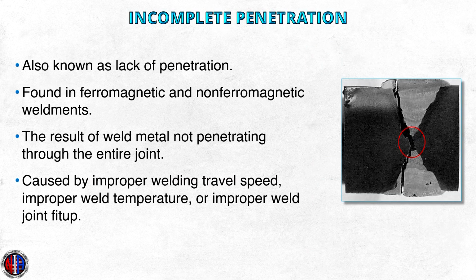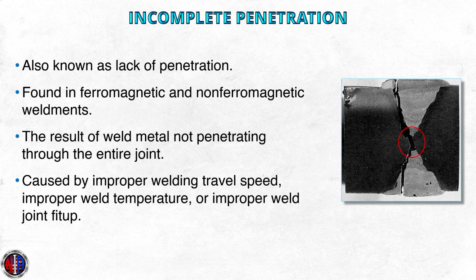Incomplete penetration. Incomplete penetration is also known as lack of penetration. It is found in ferromagnetic and non-ferromagnetic weldments. It's the result of the weld metal not penetrating through the entirety of the root. It's caused by improper welding travel speed, improper weld temperature, or improper weld joint fit-up.